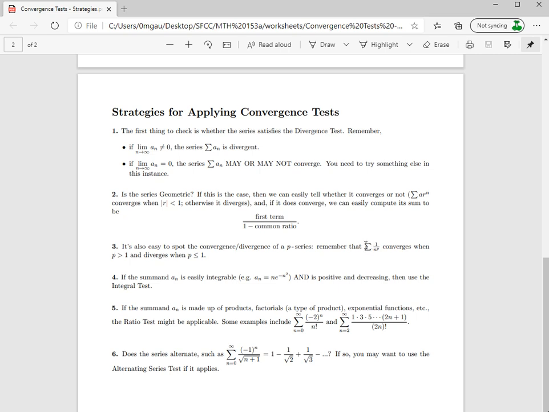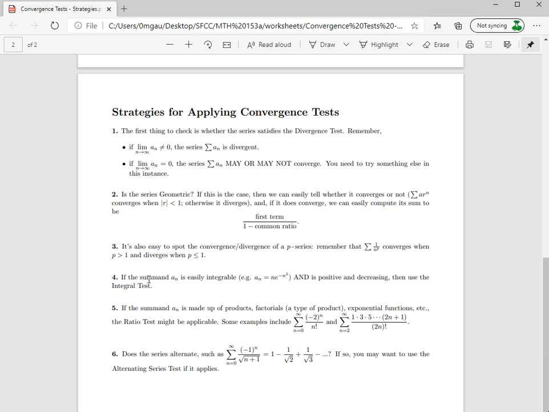Another thing that's easy to spot: are you looking at a p-series? In other words, is your series of the form where you're summing 1 over n raised to the p power? If you are working with a p-series, you can determine its convergence or divergence, recall, by the following result. It converges when the exponent p is strictly greater than 1, and it will diverge when the exponent p is less than or equal to 1. So that's pretty straightforward.